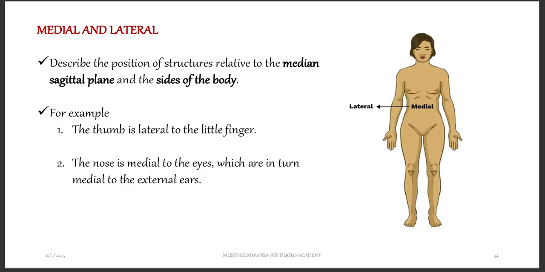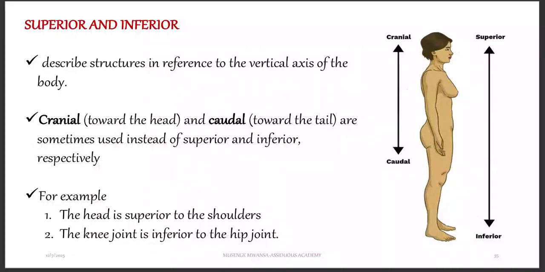Very good. And then we have superior and inferior. For superior and inferior, we use the transverse plane or the horizontal plane. Any structure that is on top, we call superior. Any structure that is down, we call inferior. Other terms we use for superior are cranial. Cranial just means towards the cranium or towards the head. And caudal means towards the tail, meaning downwards.